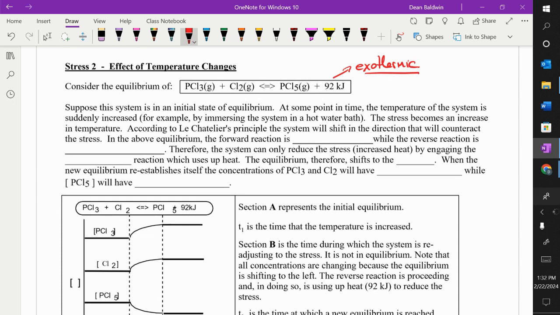Does entropy favor products or reactants? Reactants, right? That's why we're at equilibrium. Because the products are favored due to the delta H, but entropy favors this because it's two gas molecules as opposed to one gas molecule. Okay.